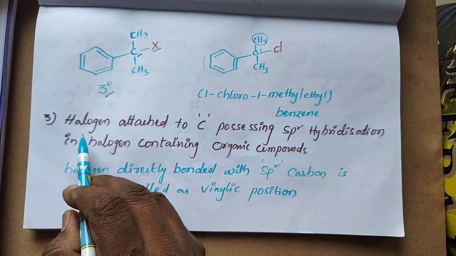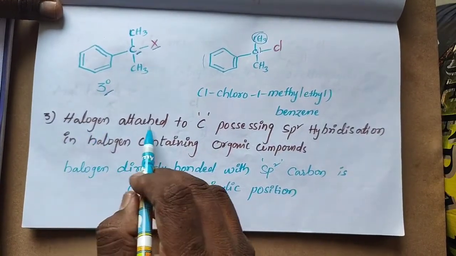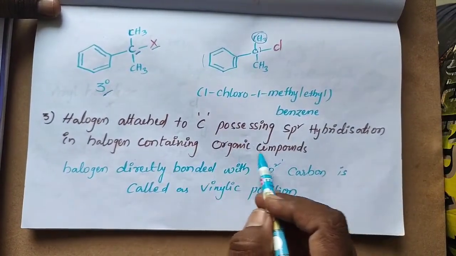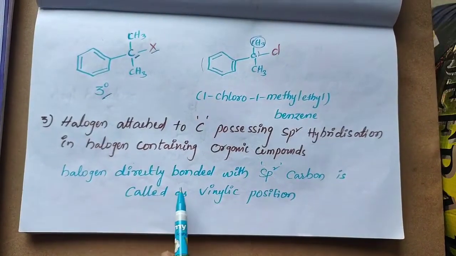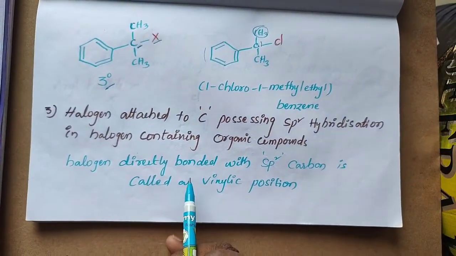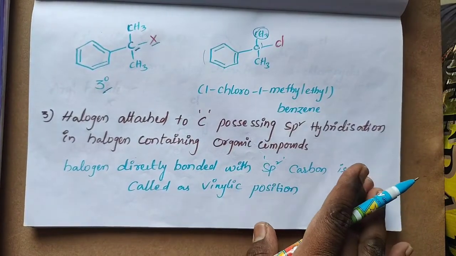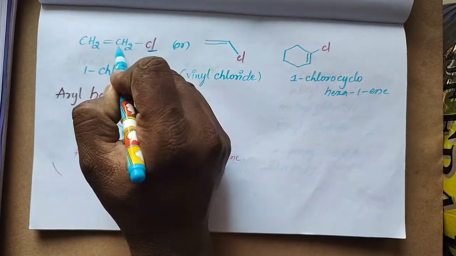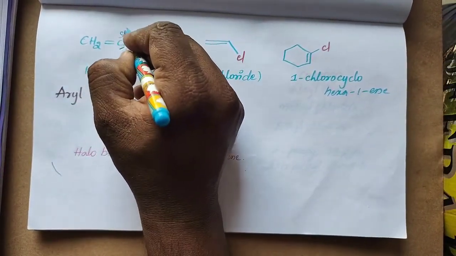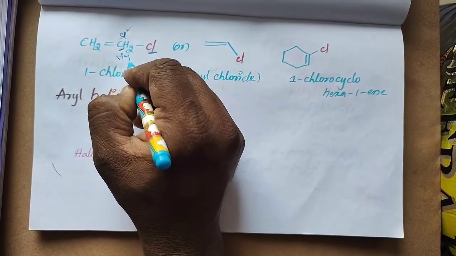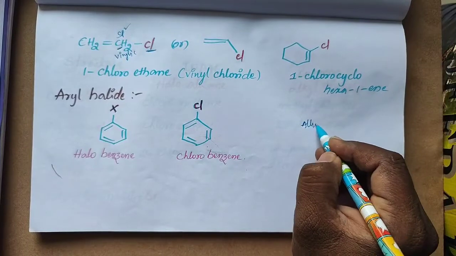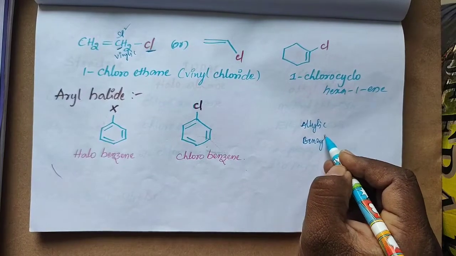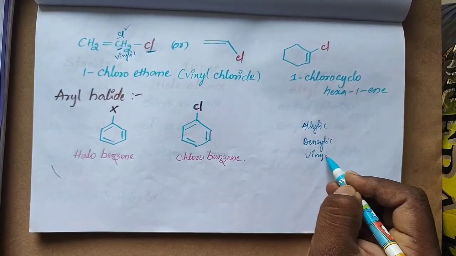Next is the classification. Third, halogen attached to a carbon possessing sp2 hybridization in a halogen-containing organic compound. What is the meaning of that? A halogen directly bonded with an sp2 carbon is called a vinylic position. So in total, how many types? First is allylic, next is benzylic, next is vinylic.